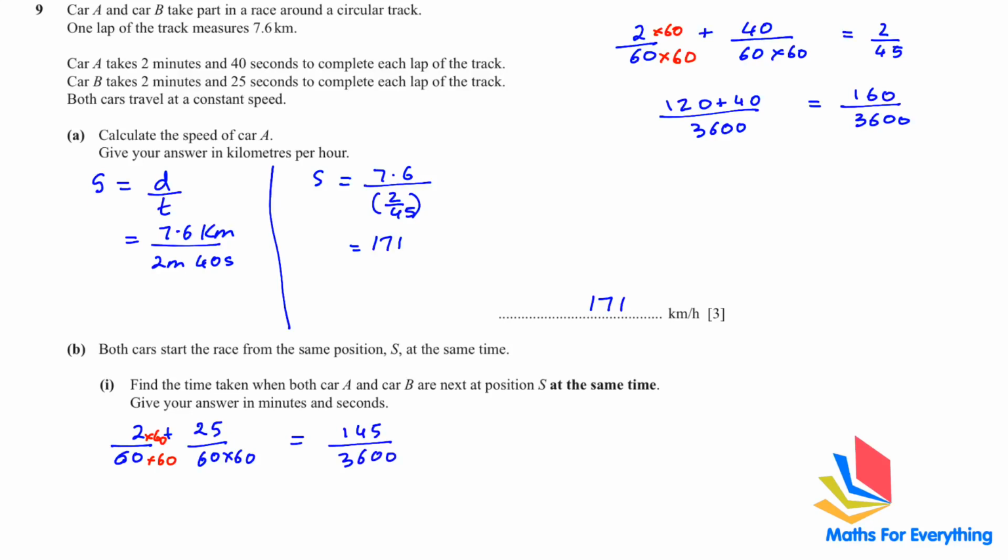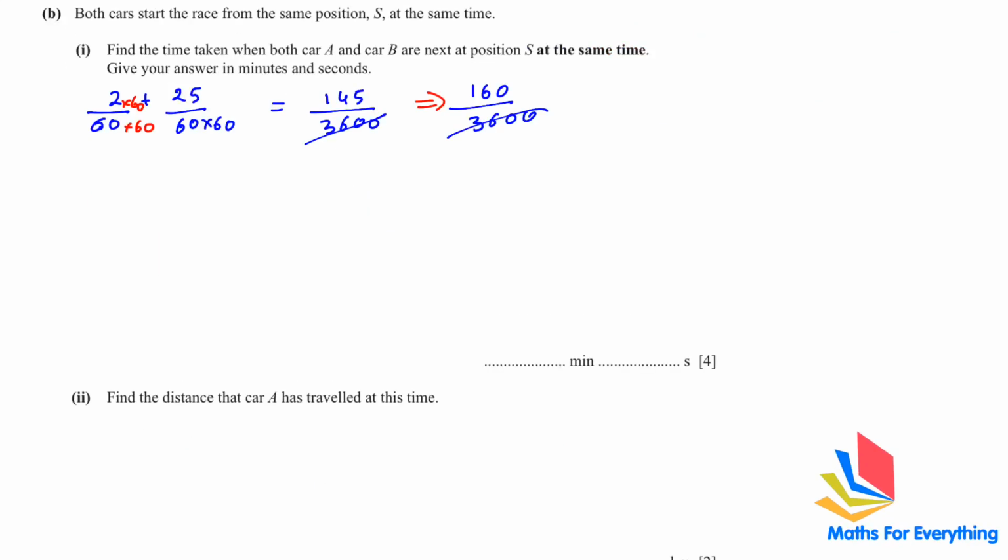We need to know when this is going to equal the other car's time taken. So this will get cancelled. We have to find the prime factors of 145 and 160, LCM, whichever way you understand. I'll show you the most common one used. We will find the prime factorization of 145. So we have to divide it by prime numbers.